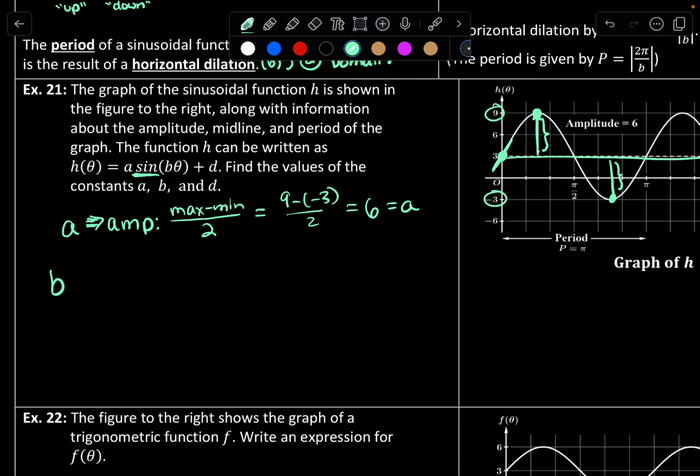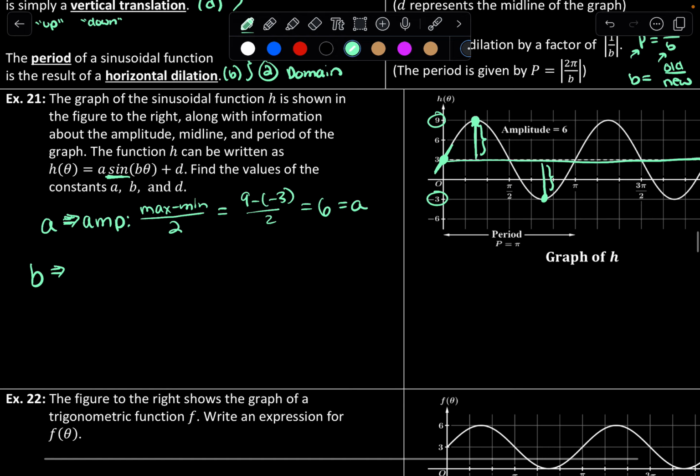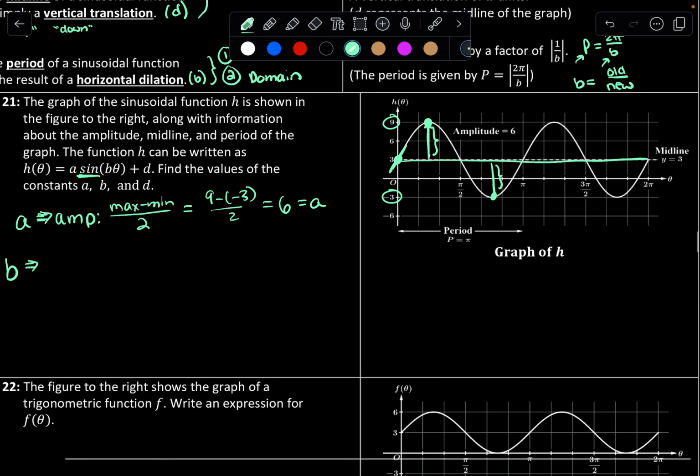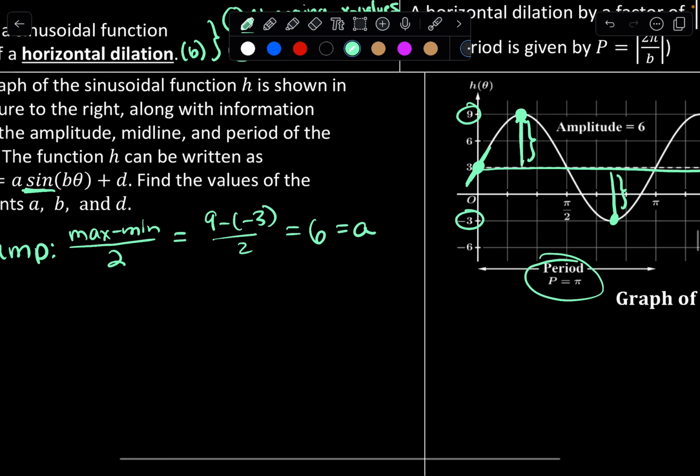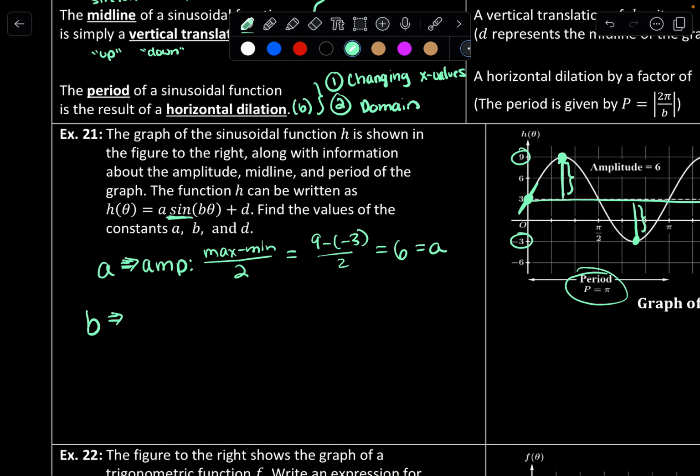The next variable is going to be our b value, and this is going to be the variable that we use to determine the horizontal cycle relationship of this sinusoidal curve as it compares to the original sinusoidal curve. So this one has a period of, they tell us, p equals pi, all right? All sinusoidal curves have a period of 2 pi. Whether it's cosine or sine, it's always 2 pi. So we can use that relationship in order to find the b value.